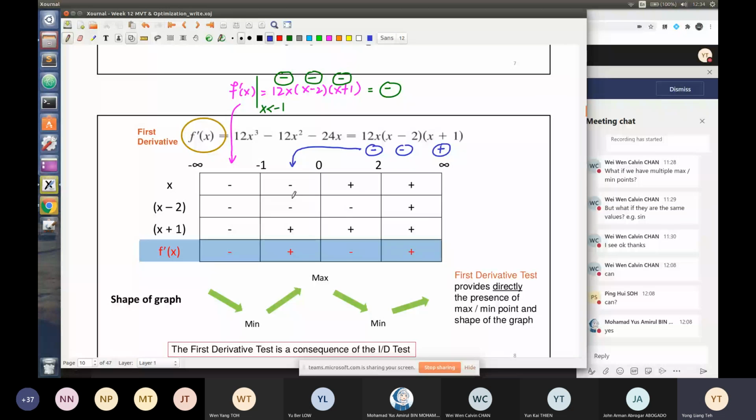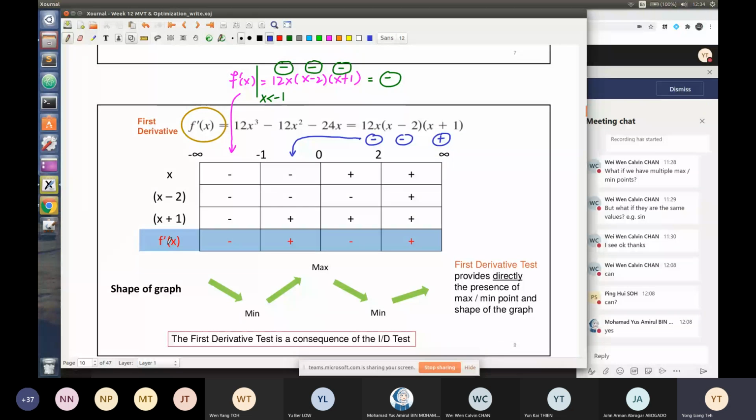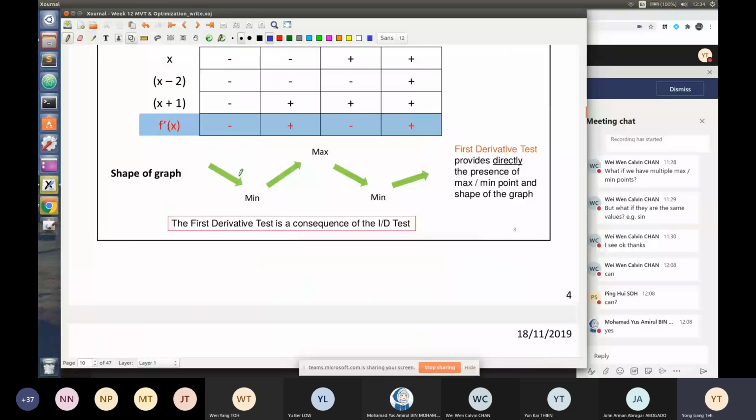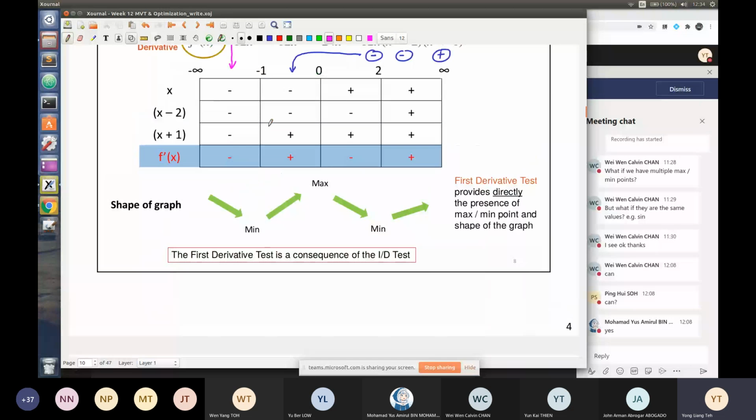So you can repeat the same for 0 to 2 and 2 to infinity. Okay, so I believe I don't need to go through these two columns anymore. And once you get the polarity of f prime, you know the shape of your graph already. At this juncture, in order for you to sketch the graph, once you go from negative to positive, at this point you intuitively know that this is a minimum. Which means that at x equals -1.